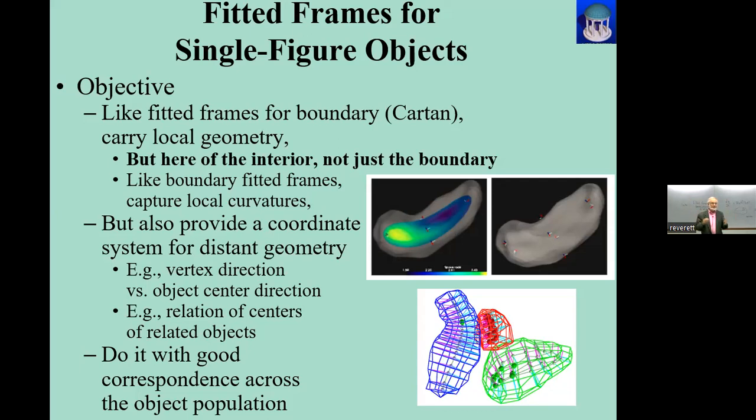You get these nice notions of differential geometry from the earlier part of the course. Well, the same thing happens here with fitted frames and geometry relative to curvature, but whereas Cartan is on the object surfaces, on the object boundary, this is fitted frames in the whole closure of the interior. That is to say, on the skeleton, on the boundary and everywhere in between.